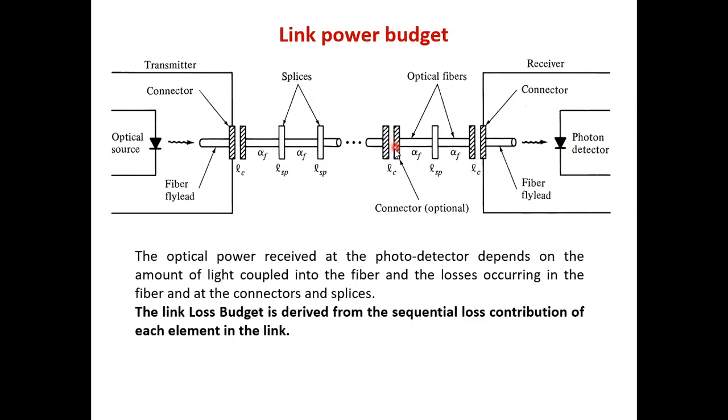Once the connector is there, again there will be loss due to the connector. There will be splicing loss. This is my optical fiber, so cable loss will take place, the attenuation loss, alpha F for the fiber cable.